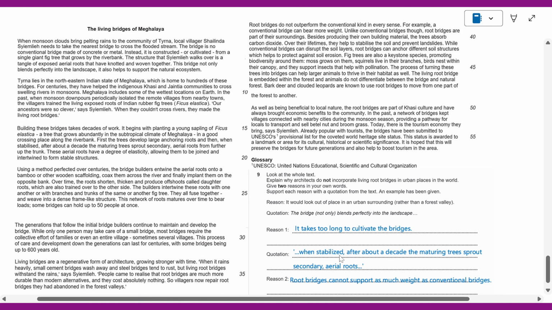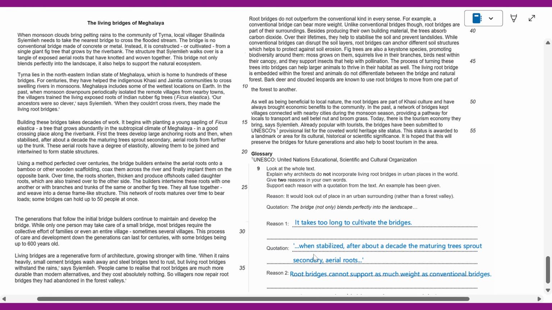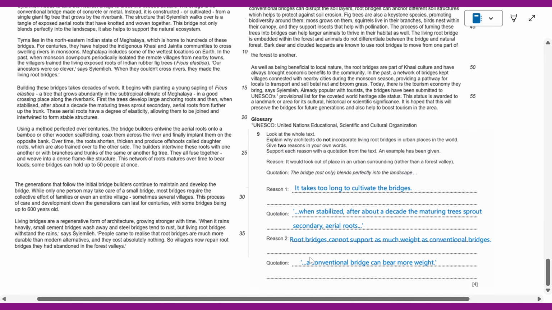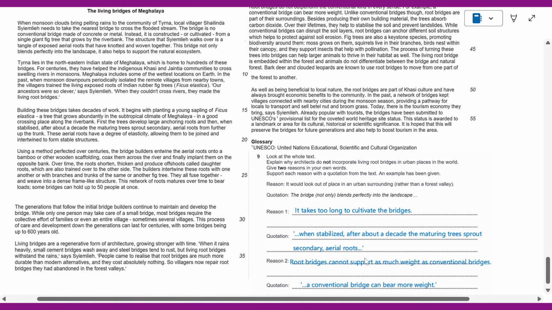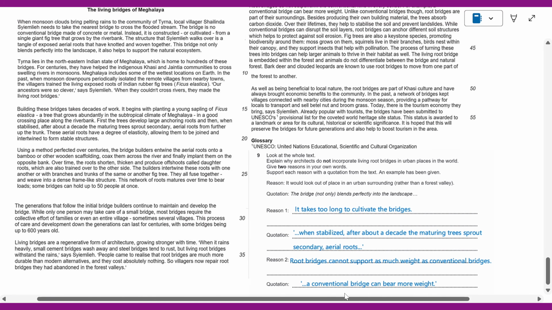Quotation: "When stabilized after about a decade, the maturing trees sprout secondary aerial roots here." Second reason is root bridges cannot support as much weight as conventional bridges. Quotation: "A conventional bridge can bear more weight."